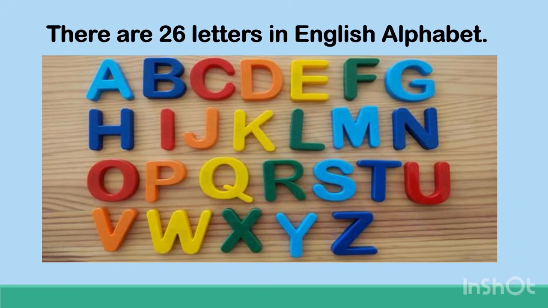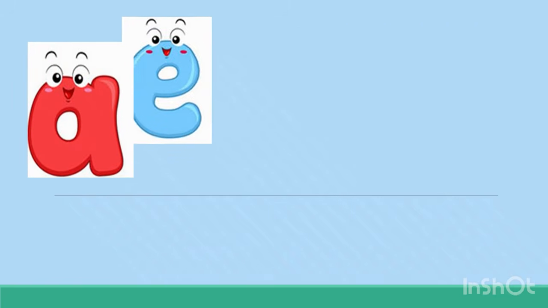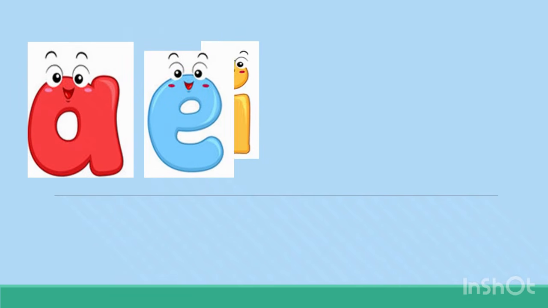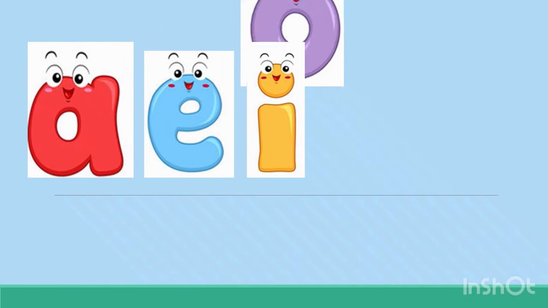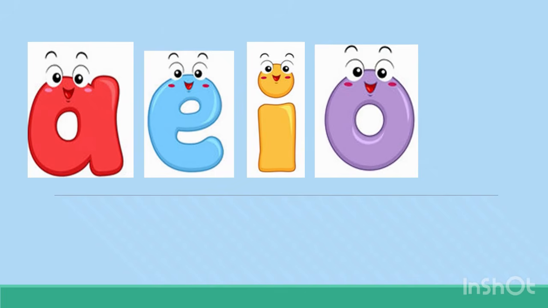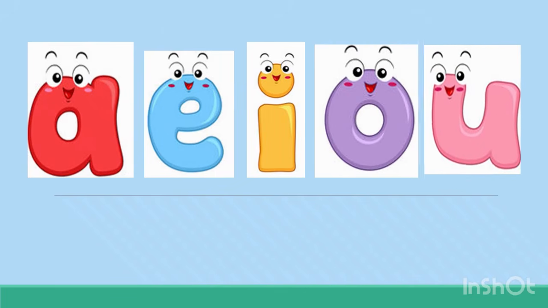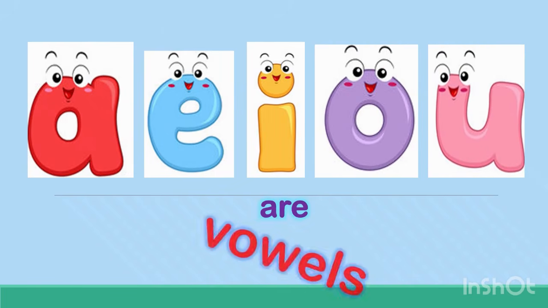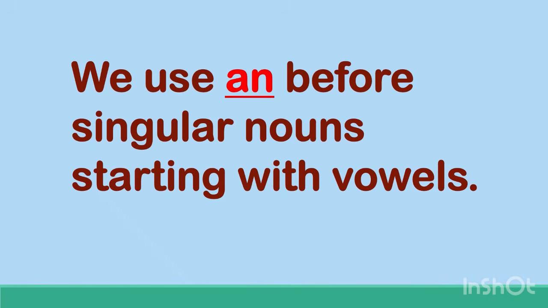There are 26 letters in the English alphabet. A, E, I, O, and U are vowels, and we use an before singular nouns starting with vowels. Children, now let us learn with some examples.